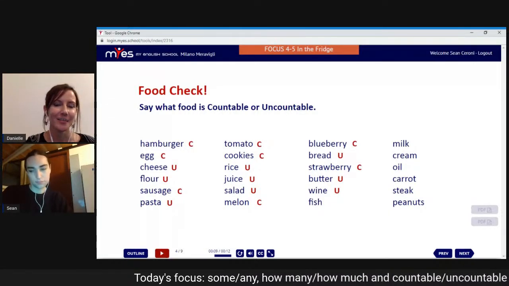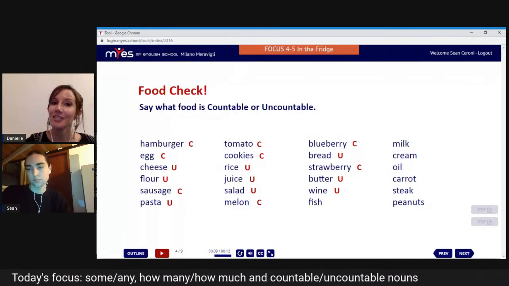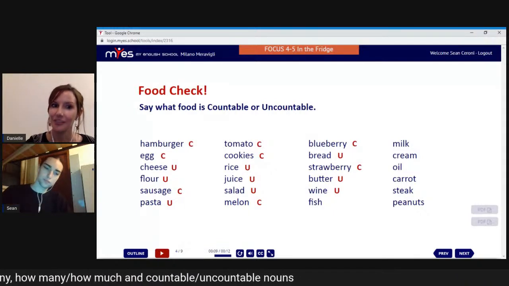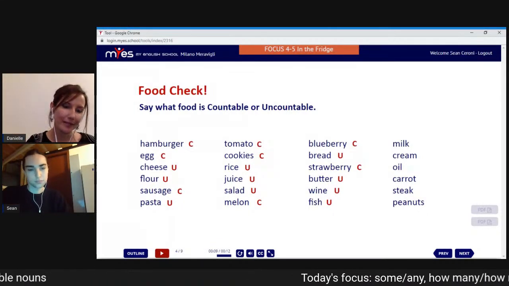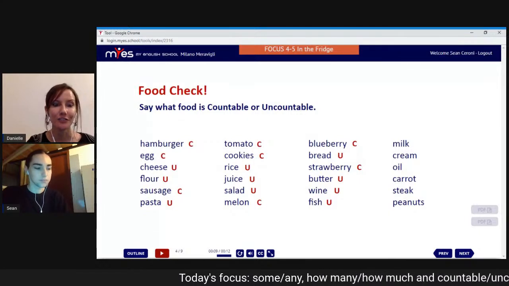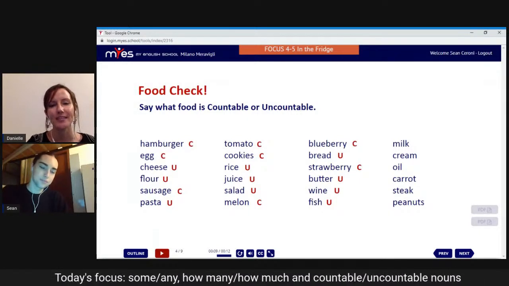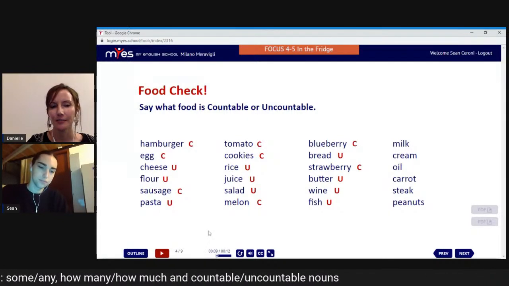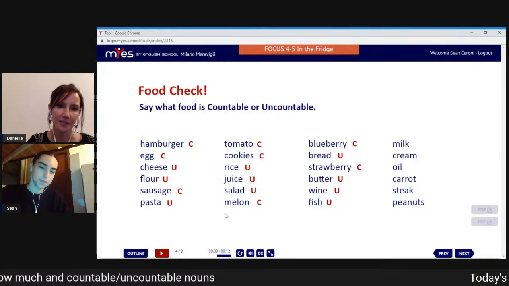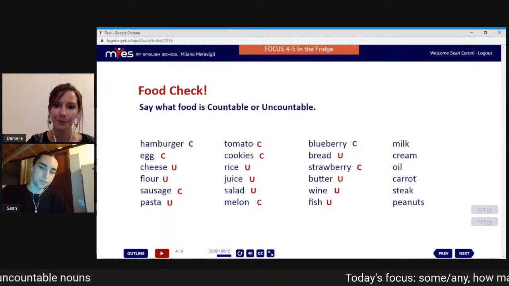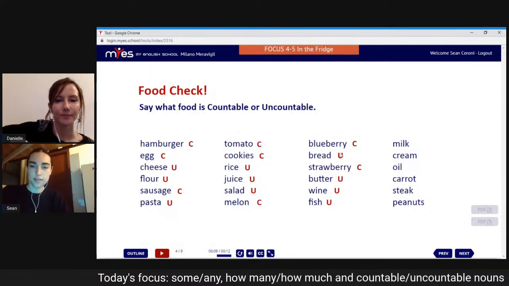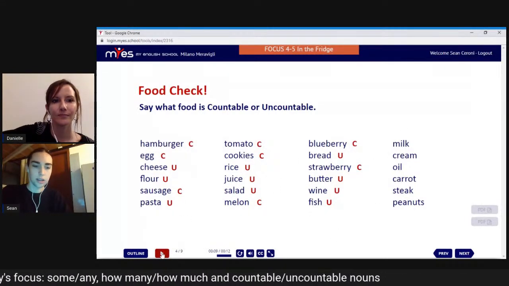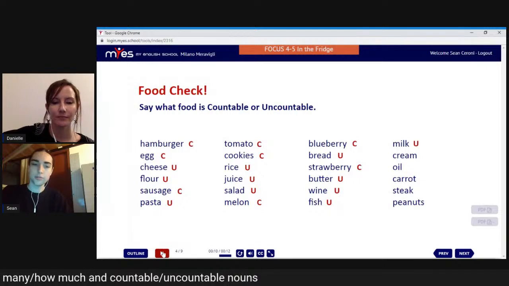Fish, this is an important one. So, fish is uncountable. You have one fish, but you can also say two fish. Or you'd probably say two pieces of fish. Fish is uncountable. That's a good one to remember. Great. So now the last ones, milk, liquid, uncountable.